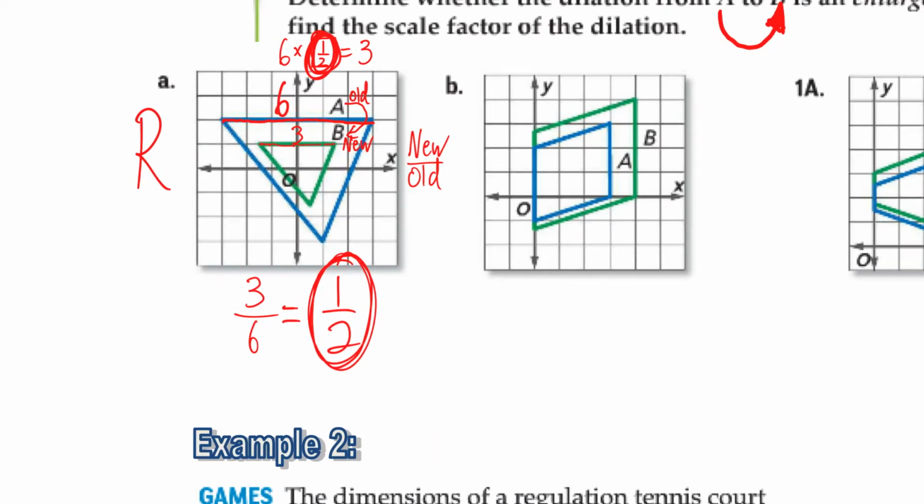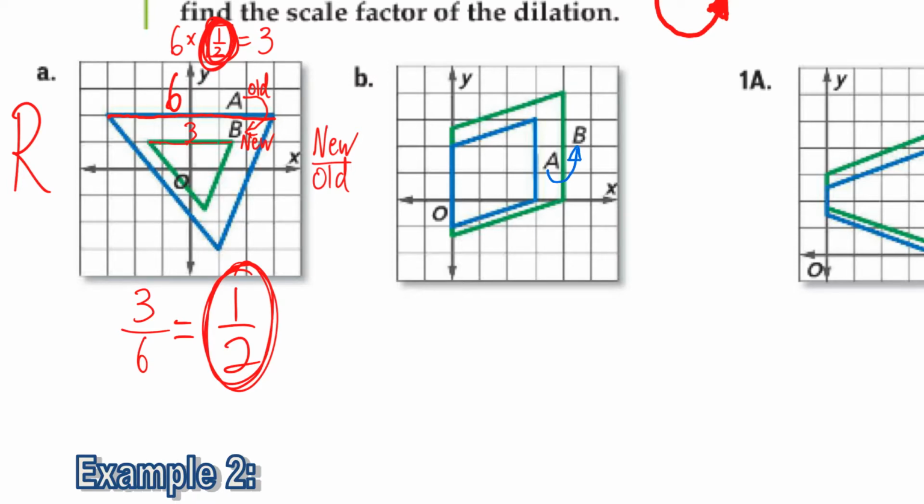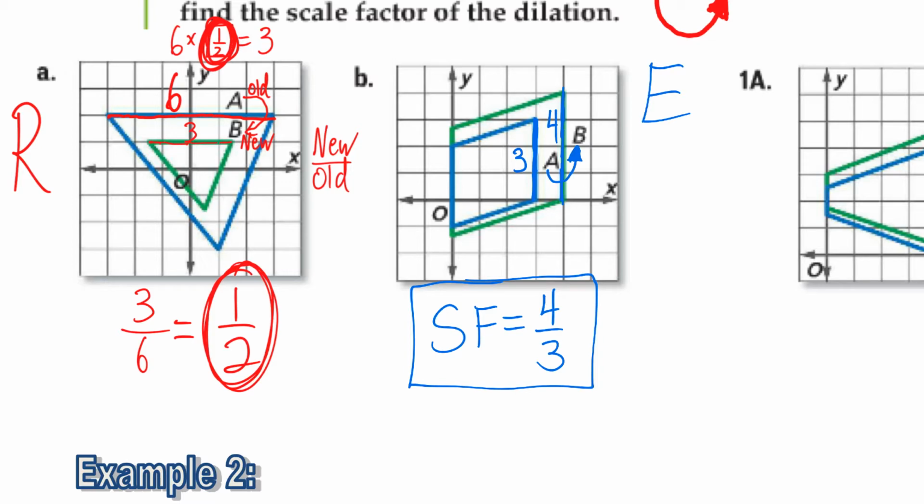Okay, on this next one, on B, again, going from A to B on this one, is it getting bigger or is it getting smaller? Big. It's getting bigger, so this is an example of an enlargement. Okay, so on A, this side right here would be good to count. How long is this side on A? 3. It's 3. And then on that same side on B, it's 4. So again, A is the old, that's where it's starting. It's going to B, so B is the new. So 4 over 3. So the scale factor here, yep, is new over old, just 4 over 3.